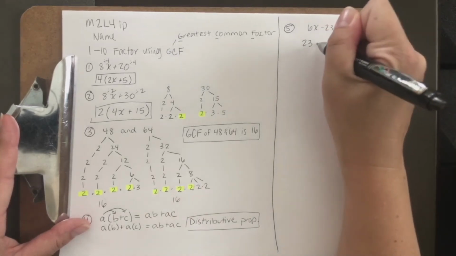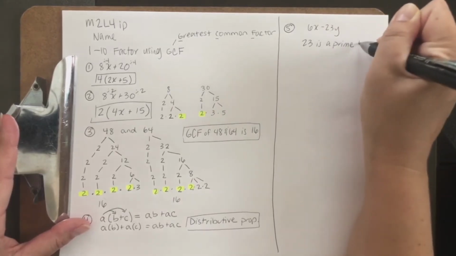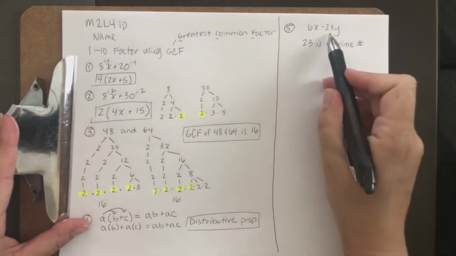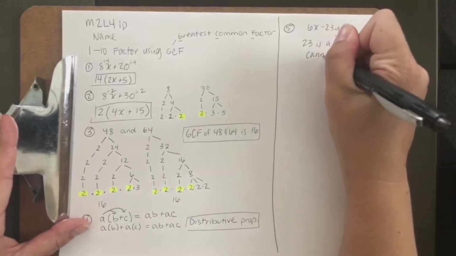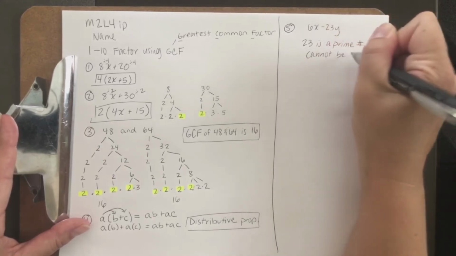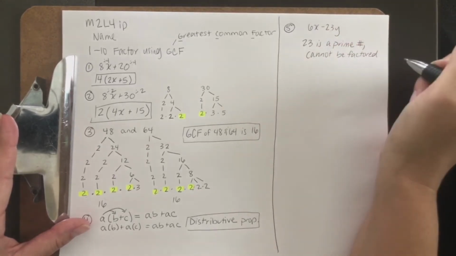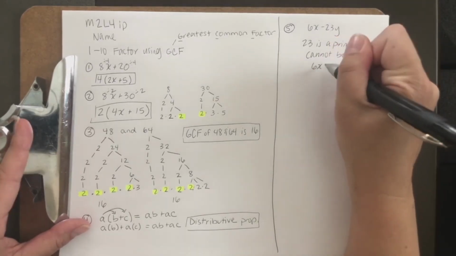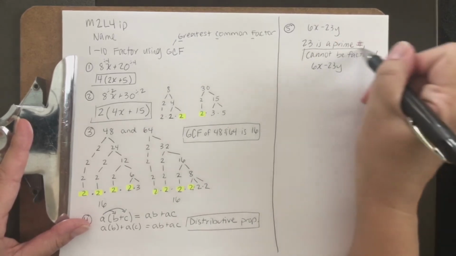So 23 is a prime number, which means it cannot be factored. So 6x minus 23y cannot be factored.